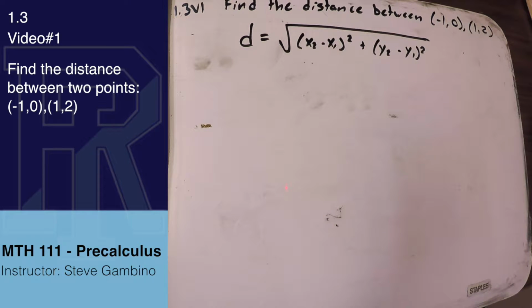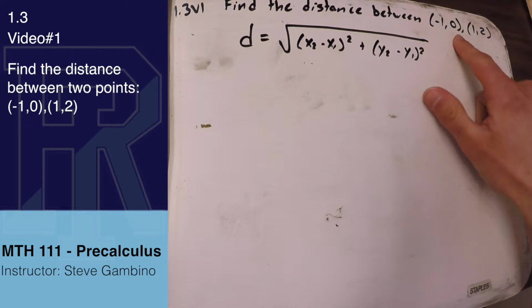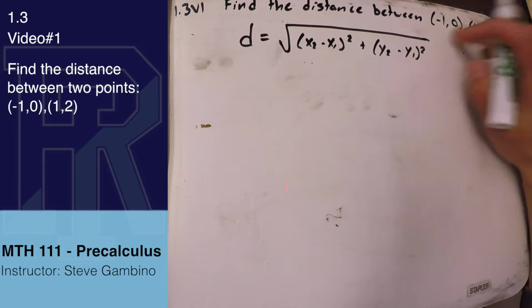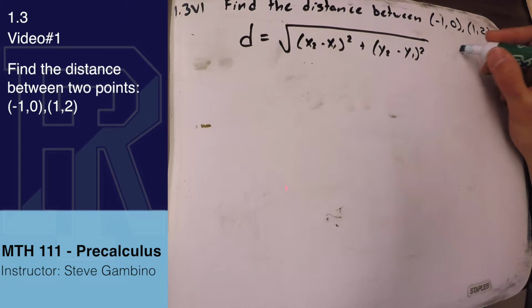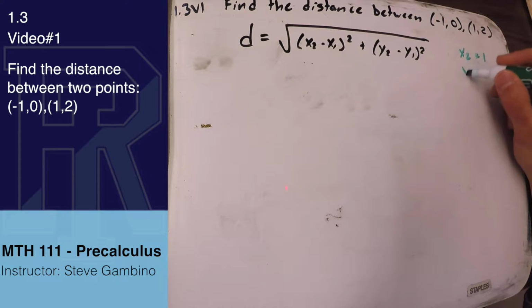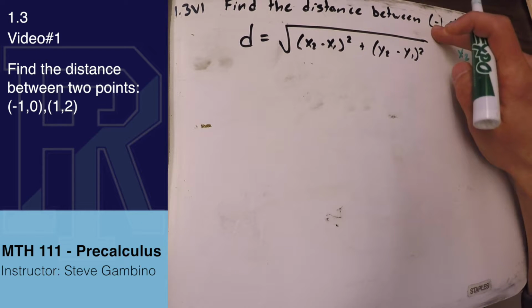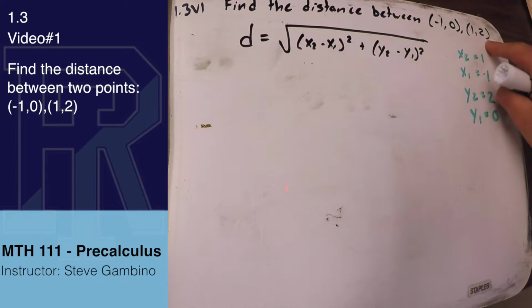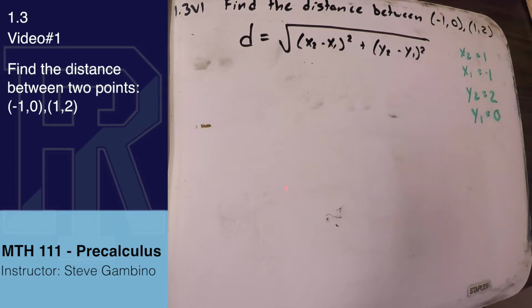So we can look at our 2 points here, -1, 0, and 1, 2, and we can pick one of them to be the first point, one of them to be the second, so I'll call this one the second, I'll call this one the first. So our x2 is going to be 1, and our x1 is going to be -1. Likewise, our y2 is going to be 2, and our y1 is going to be 0. Right? x2, y2, x1, y1.